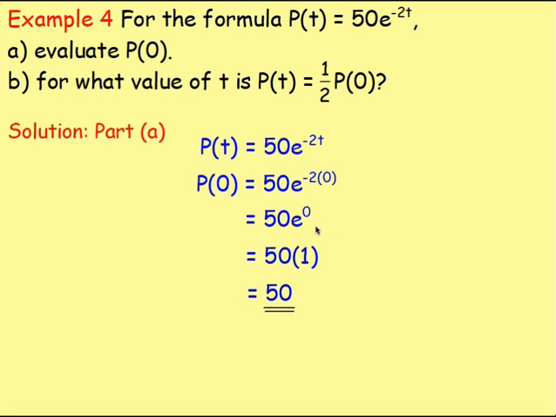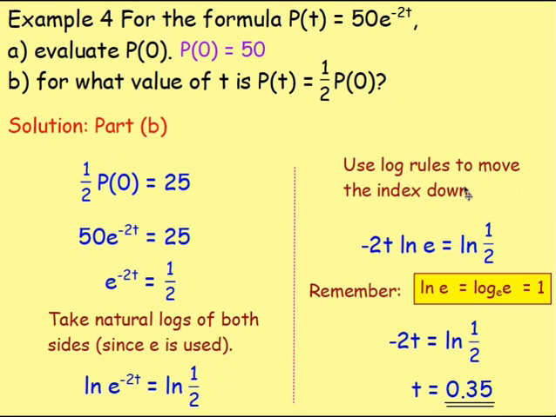The questions do get a little more worded as you go on through that, but again, you're given a formula with e that is involved. Part A of this one was easy enough to work out, but for part B, we ended up getting down to e to the power of negative 2t equals a half.